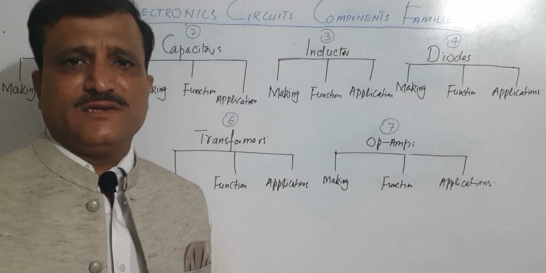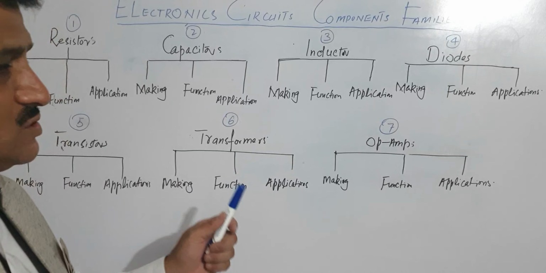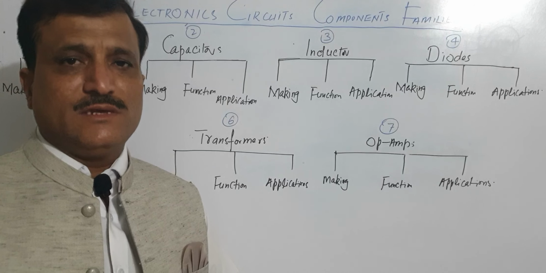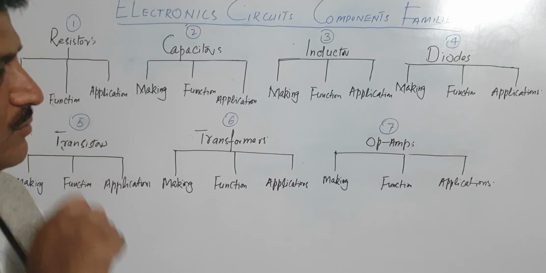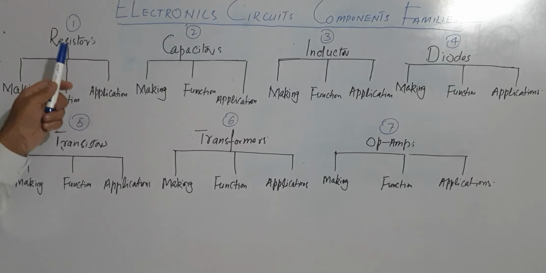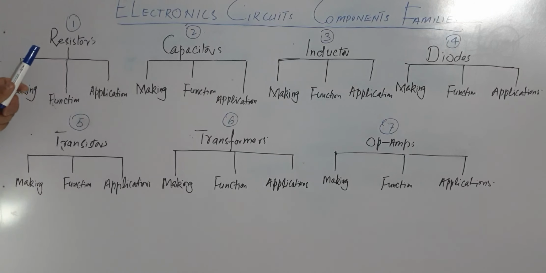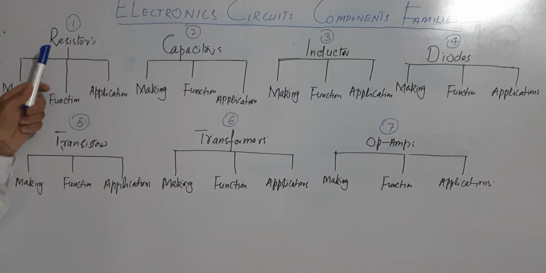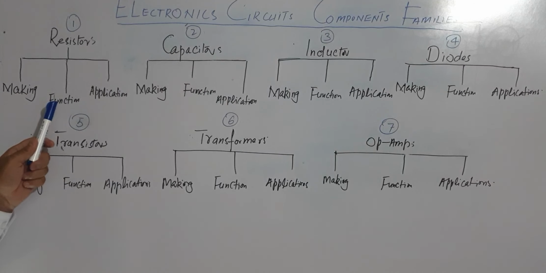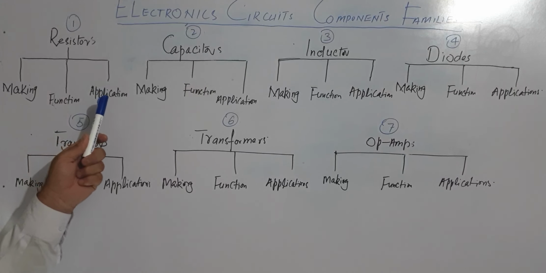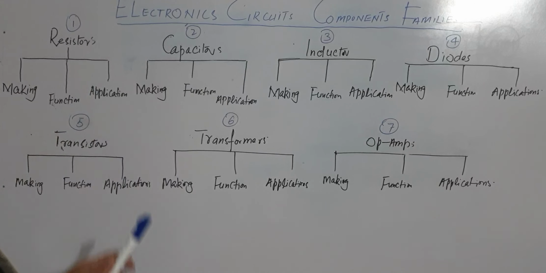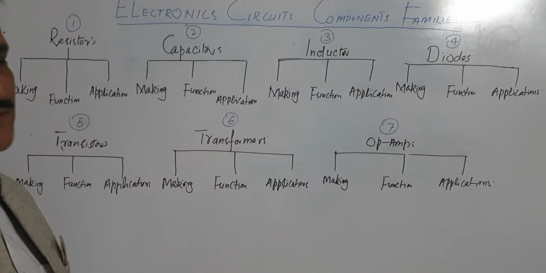On the board, you can see that I have written 7 electronic components. I will talk about these 7 electronic components. For every component, I'll talk about 3 fields. Let's say we start from the resistors. I will explain how we can make the resistor, what the very basic function of the resistor is, and in which types of applications we normally use the resistor. The same is the case for the other components as well.